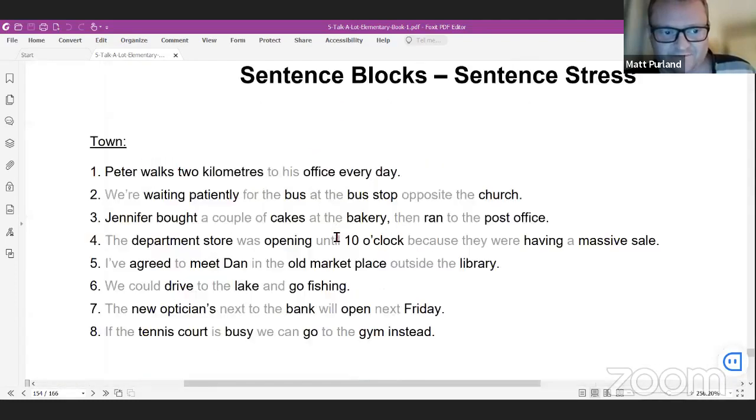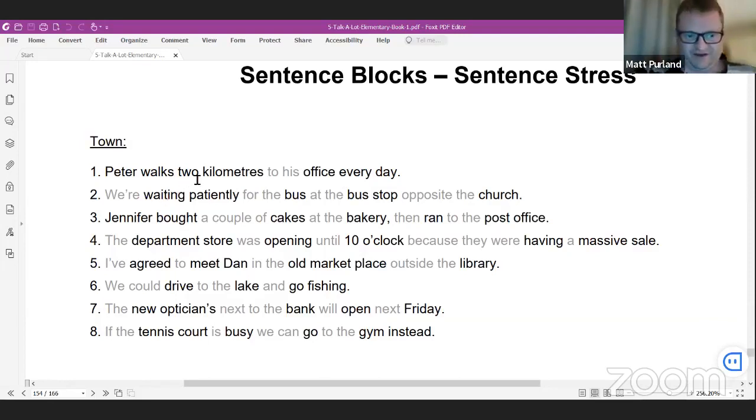Sentence stress. So Peter walks 2 kilometers to his office every day. These words have stress. The words in gray do not have stress. So we say them quickly, more quickly, like twiz, to his office. To his office every day. Twiz. Yeah, twiz. Not to his. To his office. No, to his office every day. Peter walks 2 kilometers to his office every day.